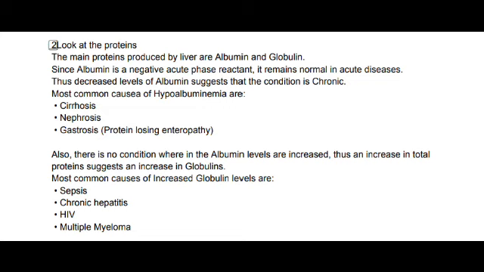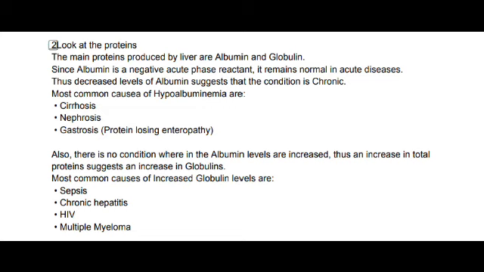So the second thing that you need to do is look at the protein levels. The two main proteins produced by the liver are albumin and globulin. So the normal albumin levels are approximately 3.5 to 5.5. And since albumin is a negative acute phase reactant, the albumin levels are not affected in acute conditions. So a decrease in albumin would suggest that the condition affecting the liver is a chronic condition.